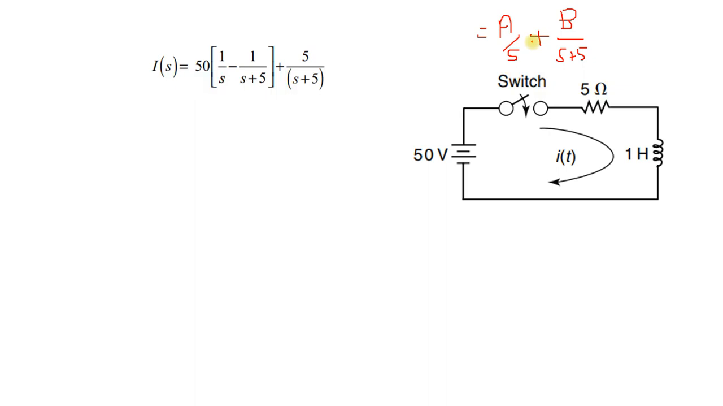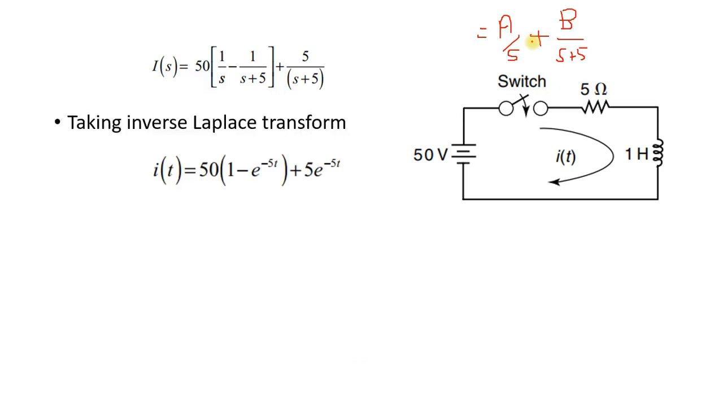Now take the inverse Laplace transform of this equation. It looks like i(t) equals 50 into (1 minus e power minus 5t) plus 5 into e power minus 5t. This is my final current expression. Multiply 50 inside the equation: 50 minus 50 e power minus 5t plus 5 e power minus 5t. Now add these two terms, and it looks like 45 into e power minus 5t in ampere for t greater than 0. So this problem is completed.